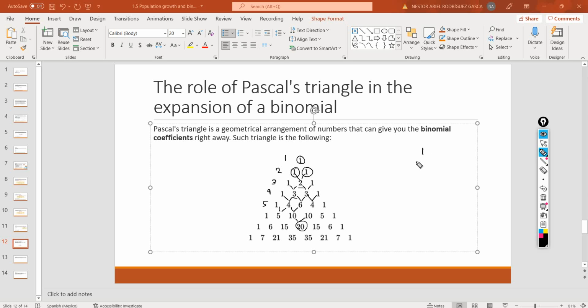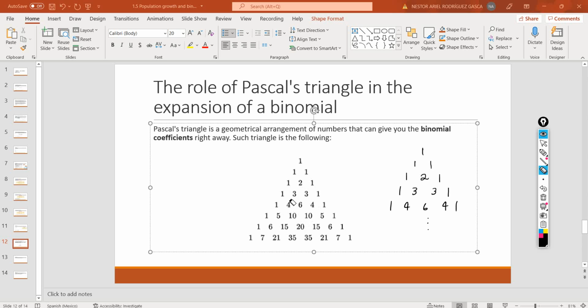Once again, you begin 1, 1, 1. That's how you start. And then 1, this plus this, 2, and then another 1. 1, this plus this, 3, this plus this, 3, and another 1. 1, this plus this, 4, this plus this, 6, 4, 1, etc., following the same pattern. Okay, so that's how you construct this geometrical arrangement known as the Pascal's triangle.